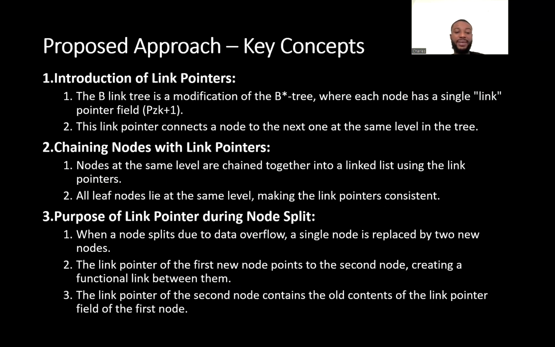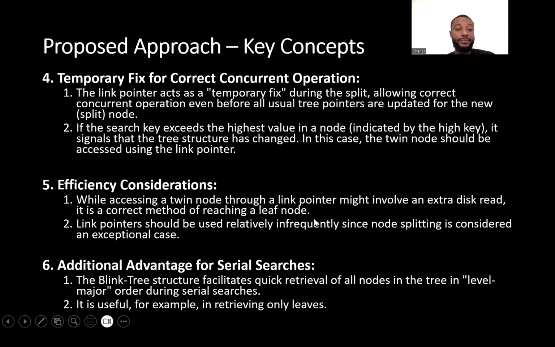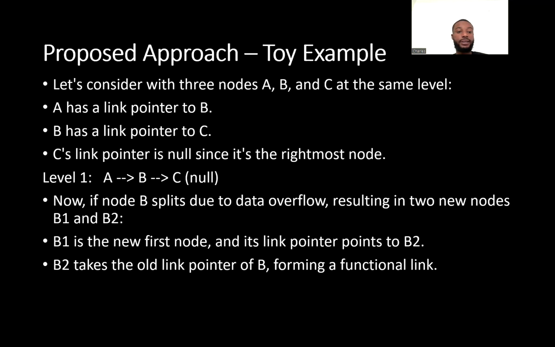I'm not going to waste time and read all this, but let's just read the headings of it. Introduction of link pointers, chaining nodes with link pointers, purpose of link pointers in node splits, temporal fix for correct concurrent operation, efficiency consideration, and additional advantage for serial searches. I'll soon demonstrate all this. Let's look at a simple toy example here of how all this occurs, and after that, I'll show an actual example for us to further understand this.